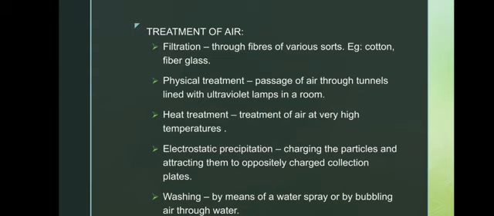And heat treatment of air at a very high temperature. It is very simple as that. It is a very common procedure, but it is very costly.